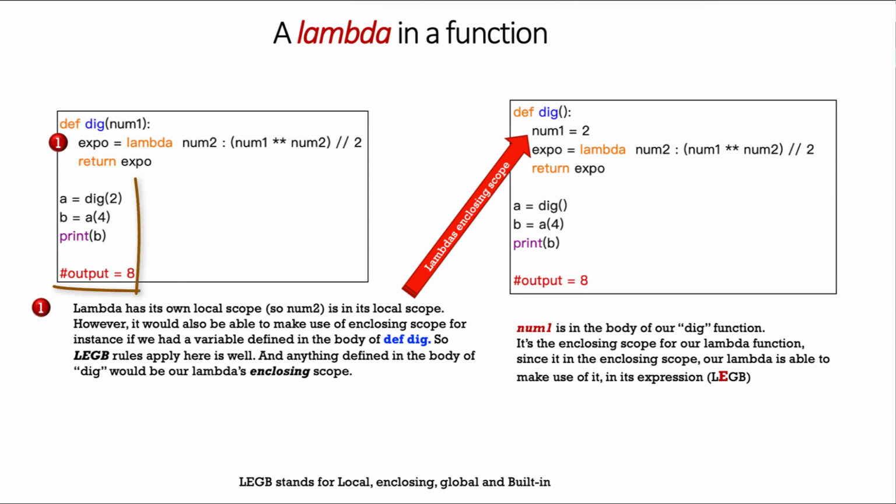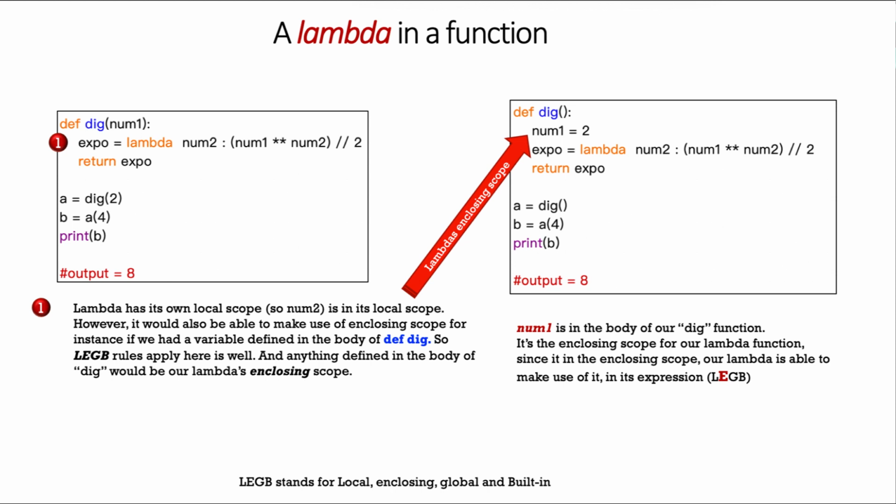So what do we do here in the caller? We define a as equal to dig. We pass it 2 as its argument. Then we have b equals a(4). And of course, a is dig(2). So 4 will be the value of num2, right? 2 is the value of num1. 4 is the value of num2. So we'll have 2 to the power of 4. We print it out, and we get the result 8.